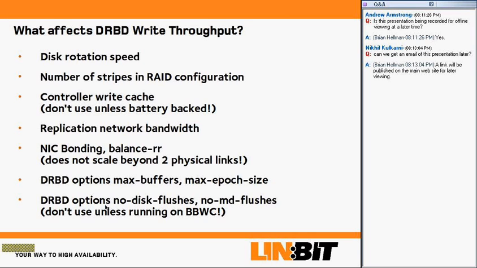So we now do have the option of reducing that double security to single security, where we allow you to disable these flushes for disk writes on the secondary and for metadata writes on both nodes, because you can rely on your controller write cache to be non-volatile, which means that it must be battery-backed. So again, this is another option. You really don't want to use it unless you're running on battery-backed write cache.